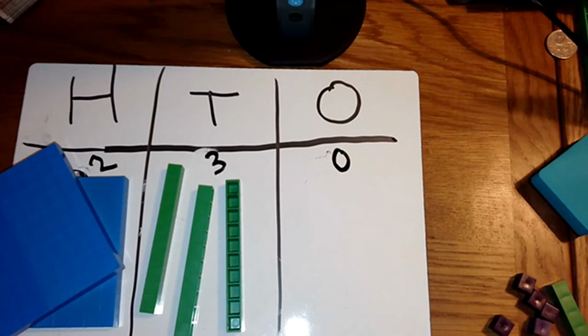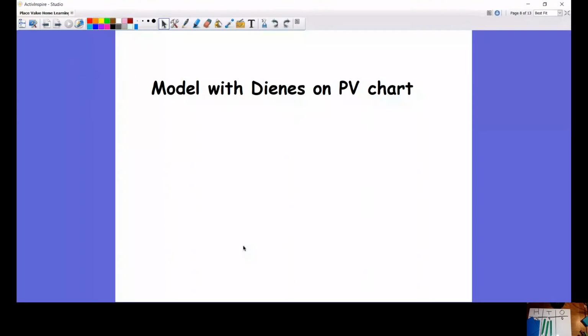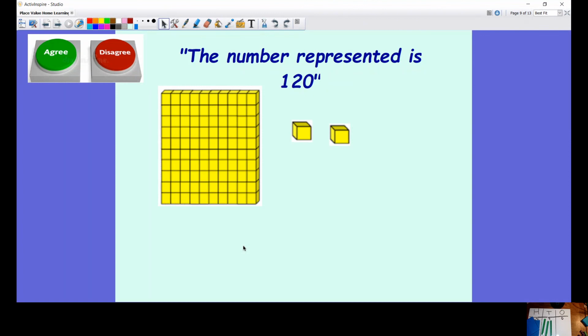I'm just going to share my screen again. So here's a little bit of a question. The number represented here is 120. Is this true or is this false? Have a think.